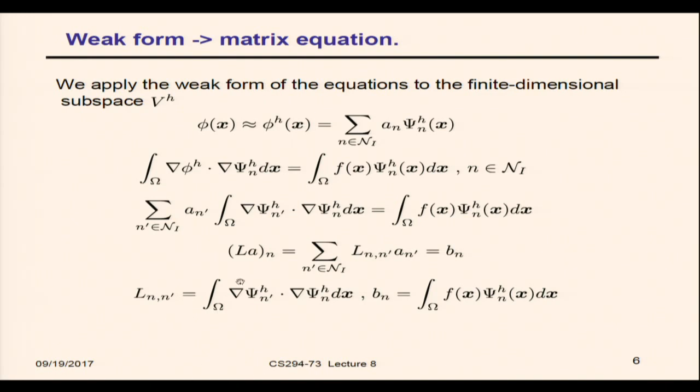Well, L is easy. L of n, n prime is just the dot product of grad psi h n prime and grad psi h n integrated over omega. Keep in mind, psi h's are piecewise linear. That means in every element, they're a constant vector. Should be easy to do. b n is the integral of f times psi h n. Well, that's a little harder. These are linear in each element, but it's not so bad.